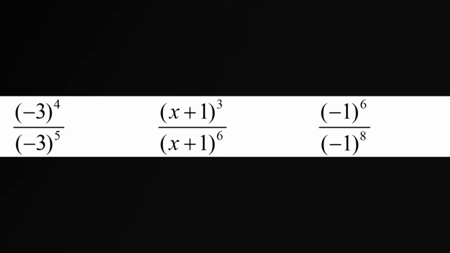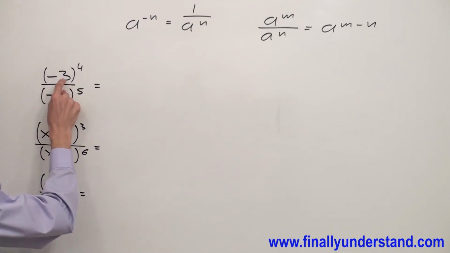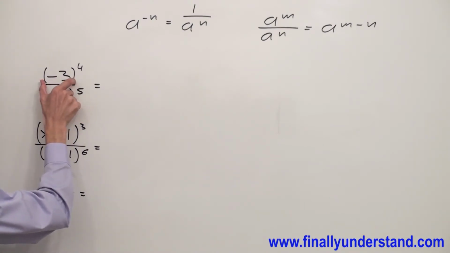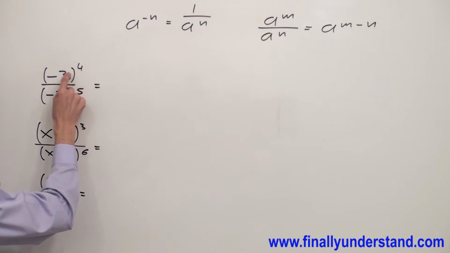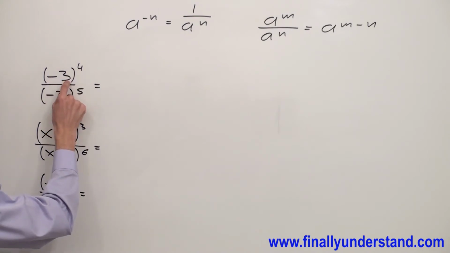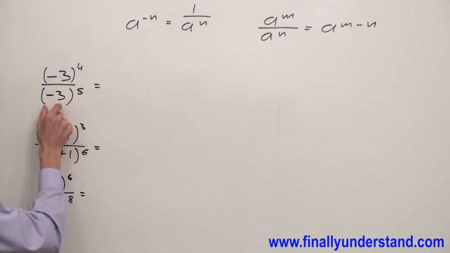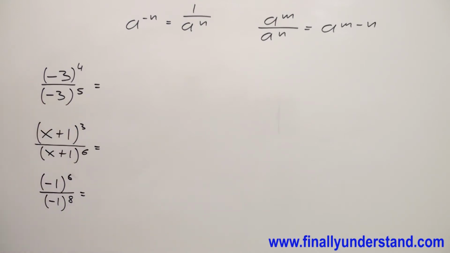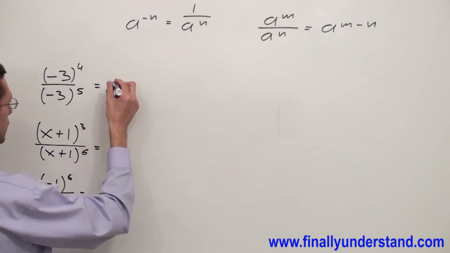Please notice that in this case, the base in the numerator is -3. Why? Because I have parentheses. The exponent is going to affect the sign and is going to affect the number. The same story is in the denominator because I have parentheses, okay? Now, my base will stay the same.